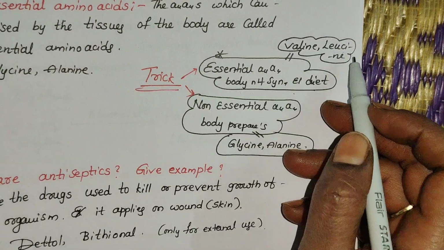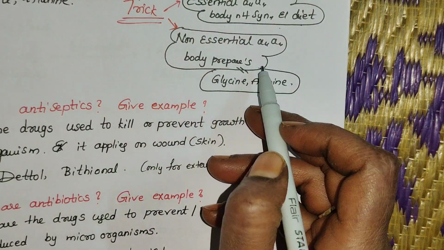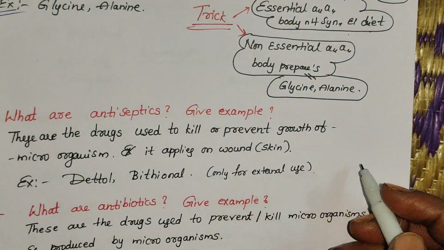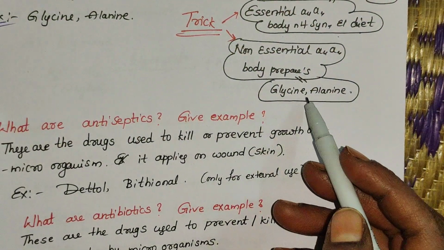Example, valine and leucine. Non-essential amino acid, the body prepares it. Okay, that is the glycine and alanine examples for the non-essential amino acids.